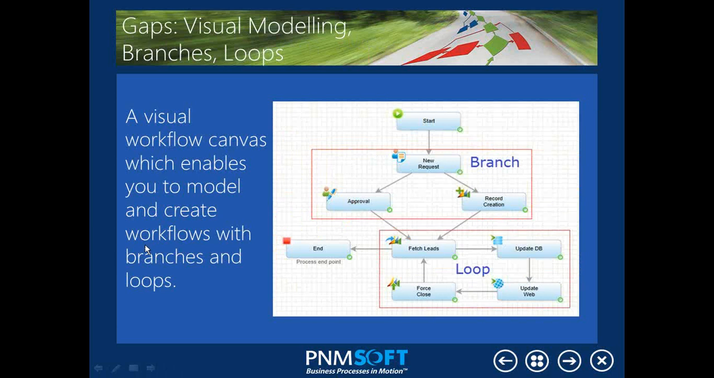So what are some of the gaps? One of the gaps is visual modeling of workflows. We don't have a visual workflow canvas where you can lay out all the activities and workflow steps in a very intuitive visual way. And we don't have the ability to create logical branches or loops. In a lot of complex business processes, you need to create such loops or branches, and it helps to be able to organize your workflows on an intuitive visual canvas as opposed to a linear list.